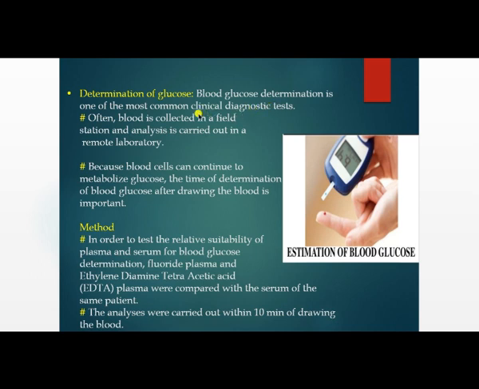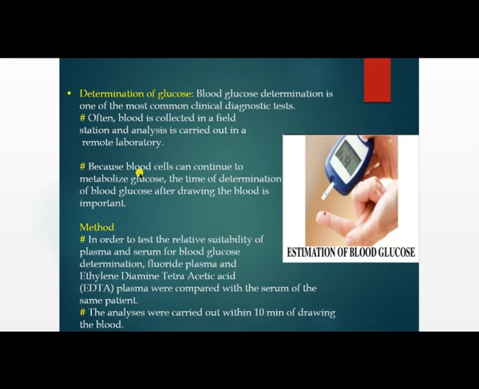Determination of DNA, protein, and LDH all have clinical diagnostic importance. Often blood is collected in a field station and analysis is carried out in a remote laboratory. So we collect the blood from the field stations, and the analysis and study are carried out in a laboratory. Because blood cells can continue to metabolize glucose, the time of determination of blood glucose after drawing the blood is important.